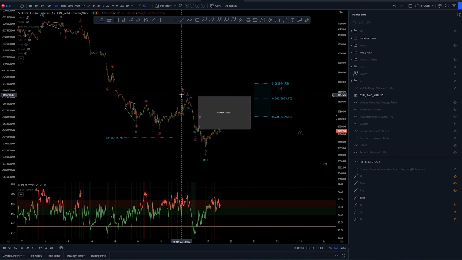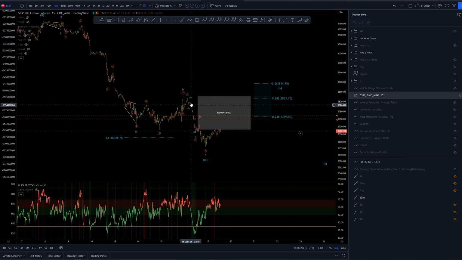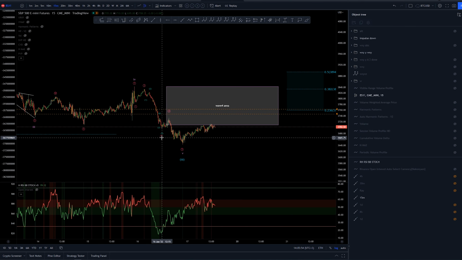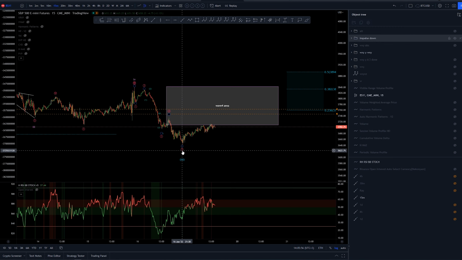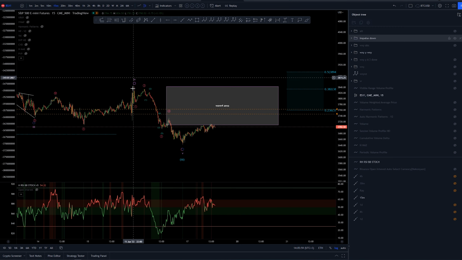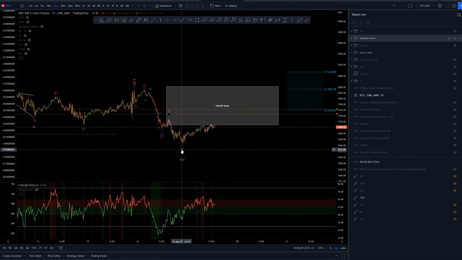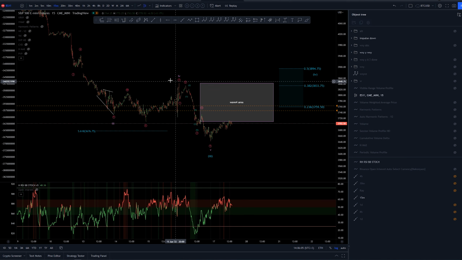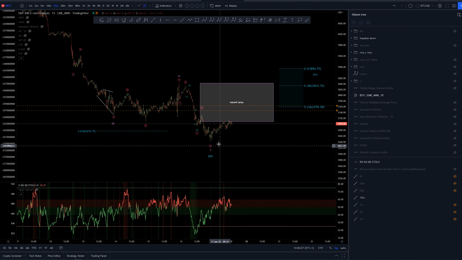Wave 4 ended up here, and then again 1, 2, 1, 2, 3, 4, 5 into the third of micro, fourth of micro, and then fifth of micro. This count is pretty good, at least down here. It subdivides very nicely. There's no real issues.